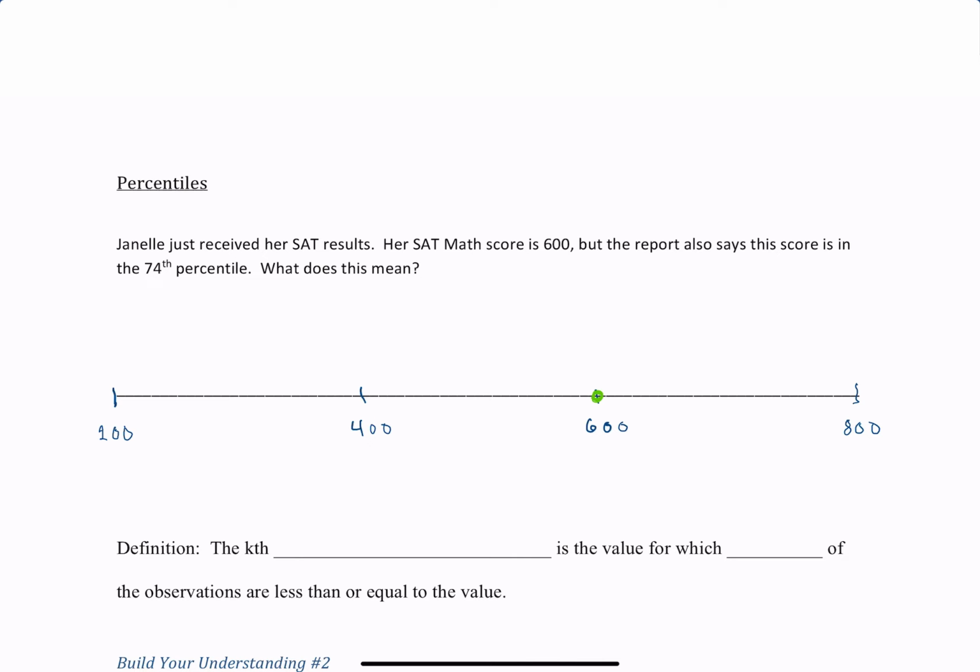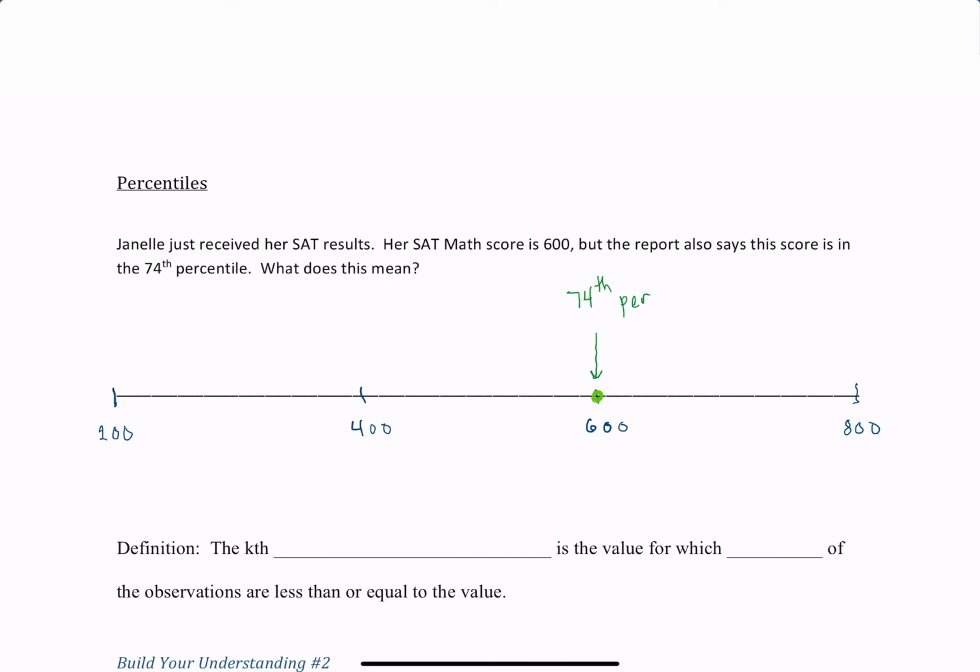Well, it looks like a pretty good score, but the thing is, every time a different group of students takes the SAT, their score distribution is going to be different. So this is another case where we want to know, how did Janelle do relative to everyone else who took that particular SAT? And one way of describing this is the percentile. So Janelle is told that this score of hers is the 74th percentile.